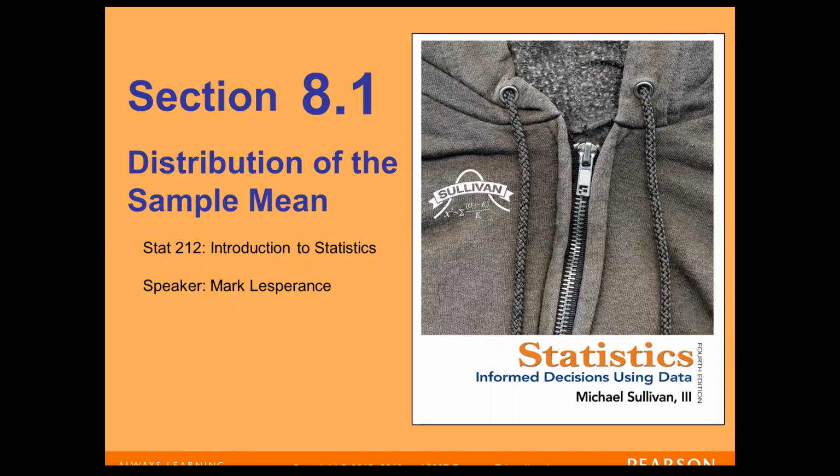With this section, we're going to begin a discussion on inference. We're going to begin using the idea of taking a sample and using the information we gain from that sample, drawing conclusions about the population. One of the things that we have to do first is discuss what we refer to as the distribution of the sample mean.